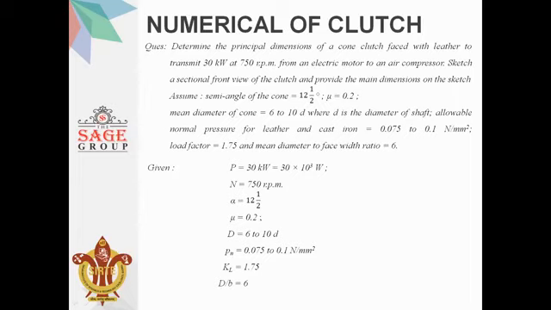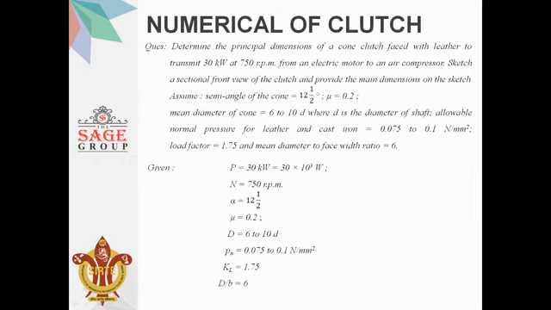Moving to the next numerical, this is again based on our cone clutch itself. The next numerical says: determine the principal dimensions of the cone clutch faced with leather to transmit 30 kilowatt at 750 rpm from an electric motor to an air compressor. Sketch a sectional front view of the clutch and provide main dimensions on the sketch. Assume semi-angle of the cone is 12.5 degree.